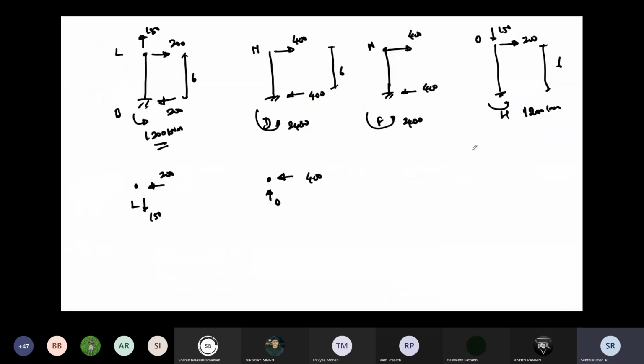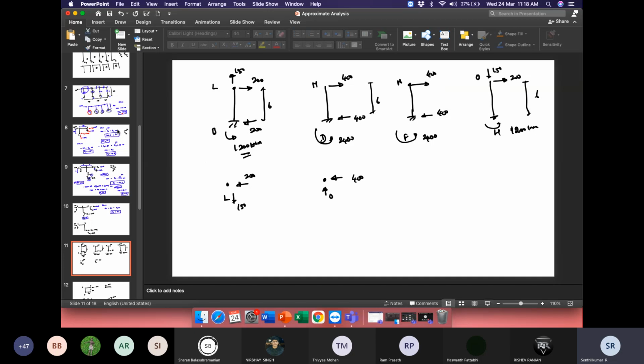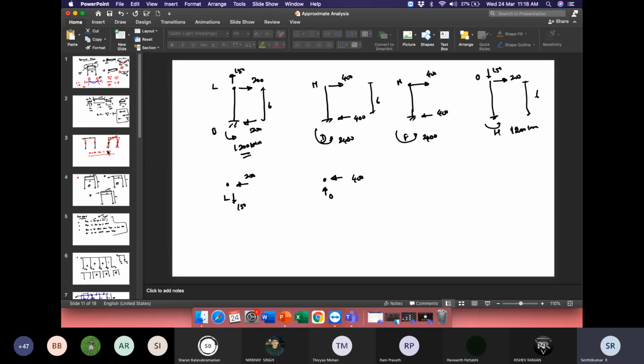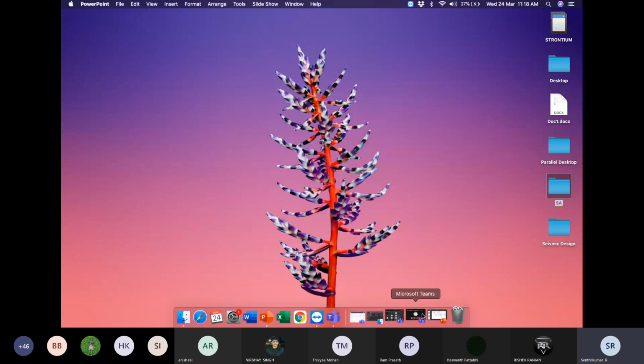So the balance I will continue tomorrow because I have another meeting now. The major outcome of this class is that we are just approximating. We are making the indeterminate frame into a determinate frame by making 3 assumptions. The major 3 assumptions are: we have to assume a hinge at midspan of both beam and column, and then internal columns will take twice the shear of the external column. Okay, so just assume these are the major ones. Please remember that.